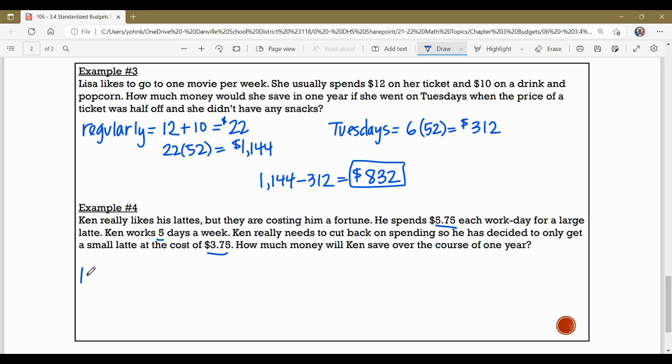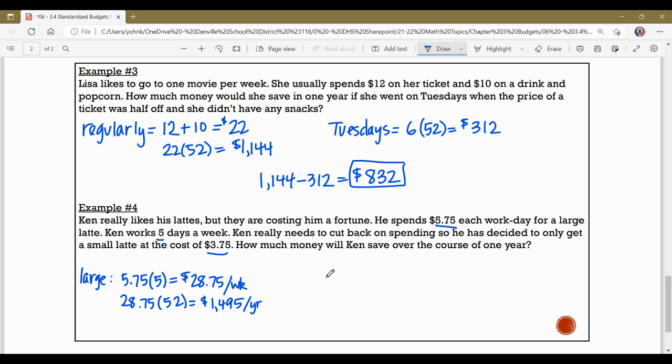All right, well, if he buys the large, he's going to be spending $5.75 a day times 5 days a week. So that's $28.75 a week. But there are 52 weeks in a year. So we multiply by 52. In 1 year, he is spending $1,495 on lattes.